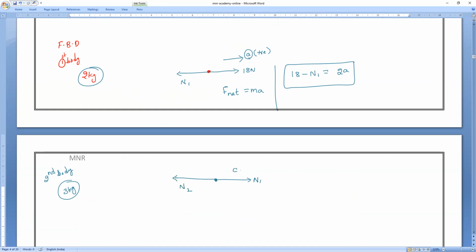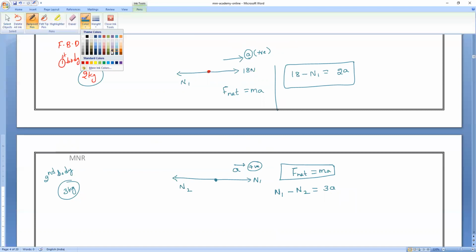As we all know, the acceleration is forward. So is it positive or negative? Positive. So here is the acceleration. So N1 minus N2 is equal to what? MA, which means 3A. F net is equal to MA. You should not forget this formula. Very simple.